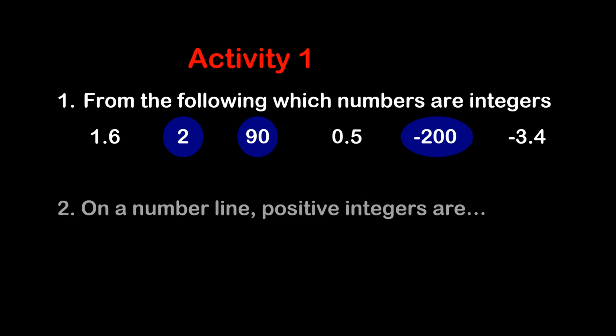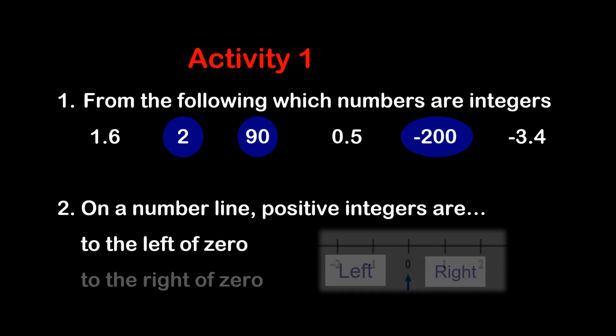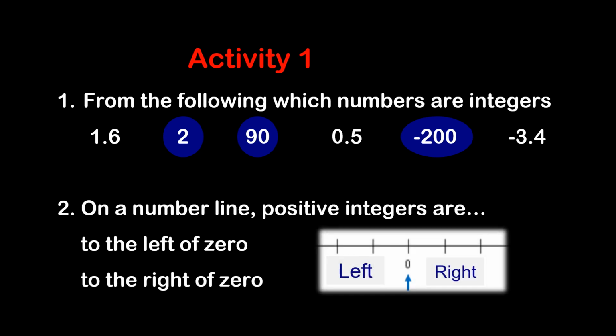Question number 2. On a number line, where are the positive integers? Is it to the left of 0 or to the right of 0? Well, what do you think the answer is? Yes, you are absolutely correct. Positive numbers are to the right side of 0.